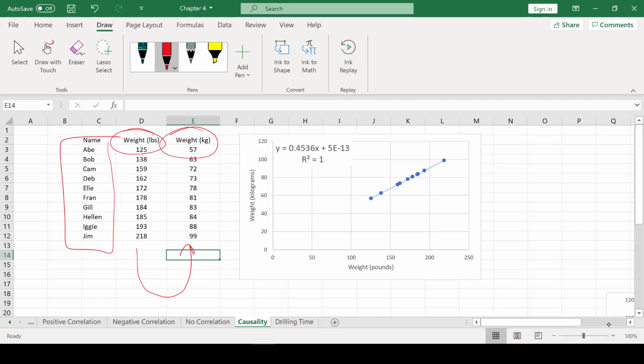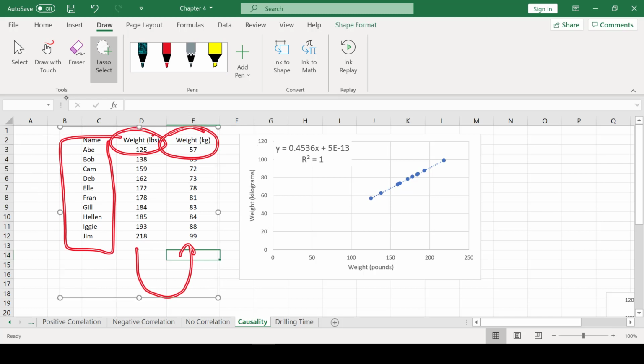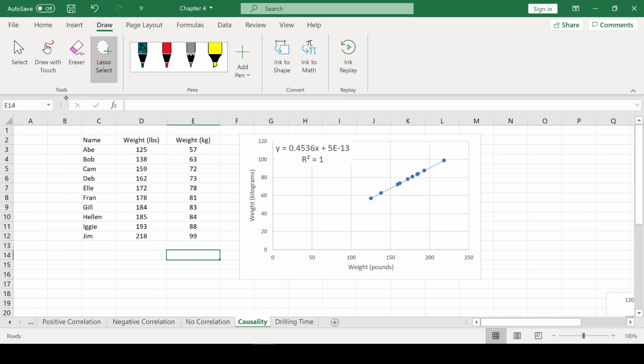You might feel better if you're looking at your weight in kilograms, right? So if I'm down here with Jim, we'll just be ambitious and say I'm down here with Jim, I might feel better if I step on the scale and it says 99 instead of 218. But really, I haven't changed what I weigh. There's a one-to-one or a direct correlation and causality between how much I weigh or Jim weighs in pounds and how much I weigh or Jim weighs in kilograms.